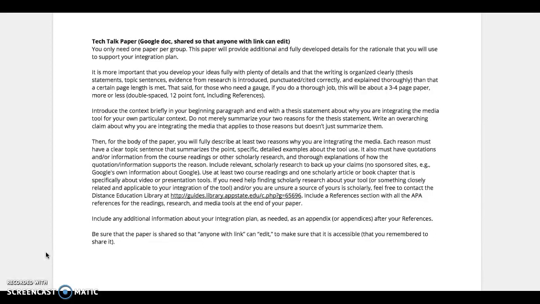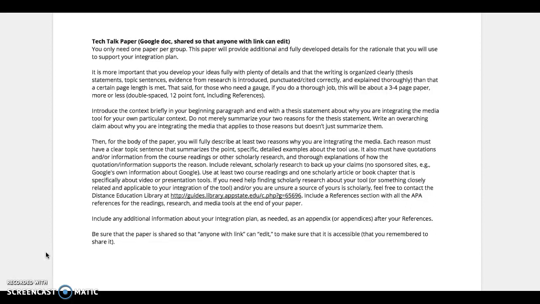And then you're going to have at least 2 good reasons for integrating the media. Each reason will have a topic sentence that summarizes its point. Here's one reason why this would work for this context. Here's another reason. You're going to have quotations and information from the course readings and scholarly research. And you're going to support those quotations with explanations. Here's why those quotations actually prove the point I'm claiming in the topic sentence. So you're going to be very, very detailed in your reasons and support them well, both with quotations and information, but also your explanations of those. And so you're going to have at least those 2 reasons.